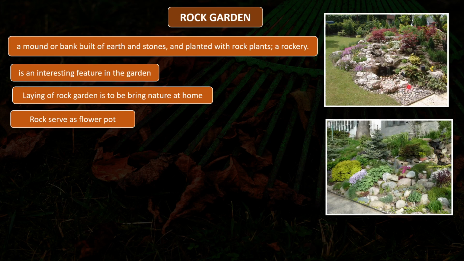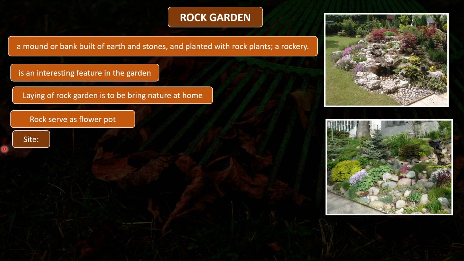There are larger rocks used, there are smaller ones used, there are plants used in between. Now these plants are planted between the rocks, so rock serves as the flower pot. Same thing is here in this rock garden. As you can see, various types of smooth soft rocks are used, and in between flowers are installed, right? So these are some examples of a rock garden.